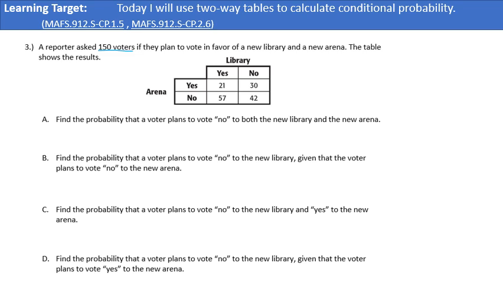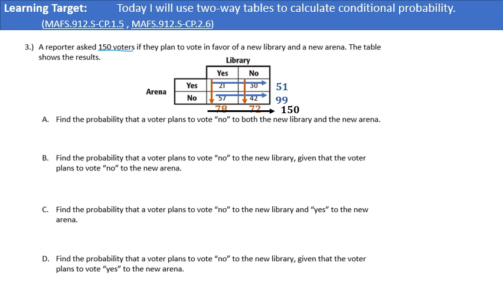Let's start by saying how many people said yes to the arena. All right, so 21 plus 30 would be a total of 51. 57 plus 42 is 99. All right, now let's think about the library. Let's add straight down. So 21 plus 57 is 78. And 30 plus 42 is 72. All right, so now we're going to add 78 and 72. That's going to give us 150. We'll add 51 and 99. That should also give us 150. Okay?